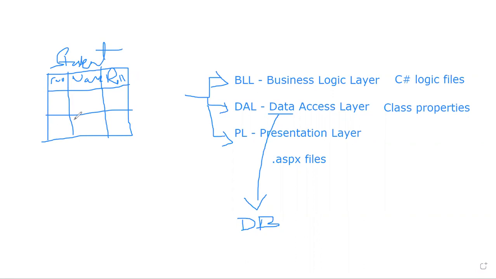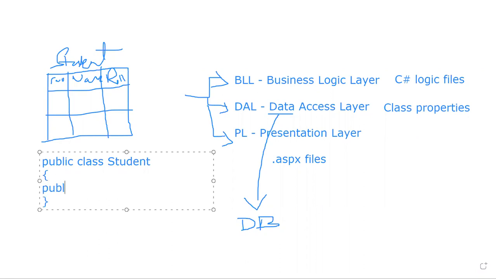Okay. So for this, I will create one public class. What is the table name here in our example? Student. So I will take the class name as student. What are the columns we are having? Serial number, name, and roll number. Serial number is of int, so public int SNumber get set.